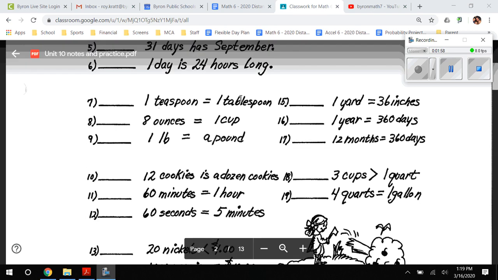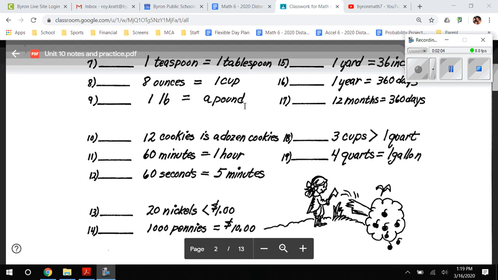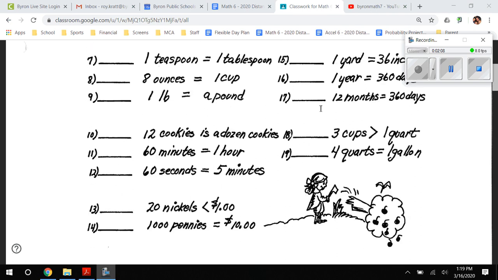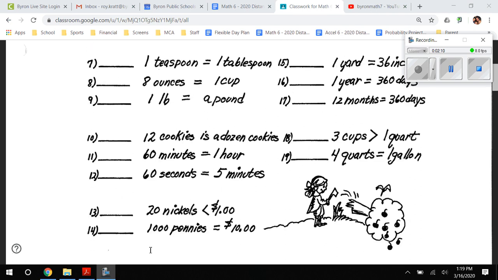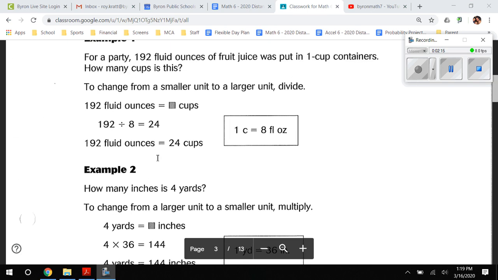So what I want you to do, and you can fill this out, you can use your iPad, you can Google, you can use the internet, it doesn't matter. I want you to go through these and decide whether these are true facts or if they are false. Again, you can Google all this information and be able to figure that out. All right, page 2.